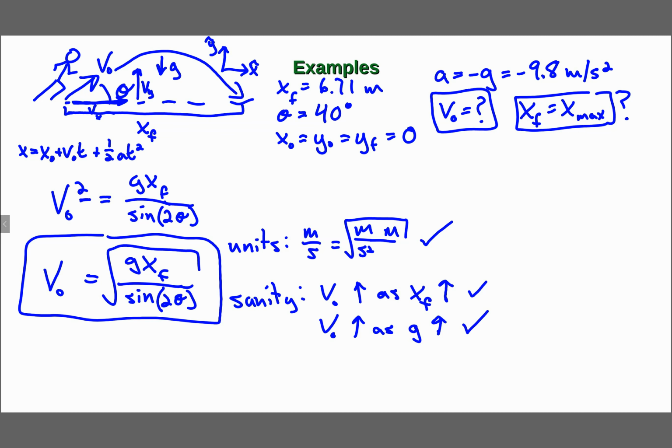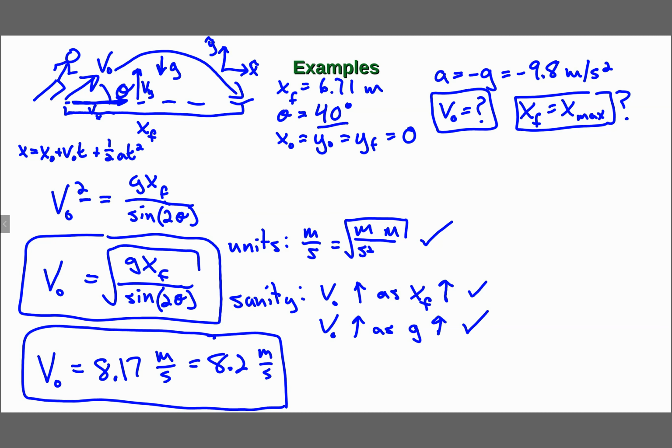So then all that's left is to plug in the numbers. And if we plug in the numbers, we see that v naught equals 8.17 meters per second, or 8.2 meters per second if we use significant figures from our angle here.